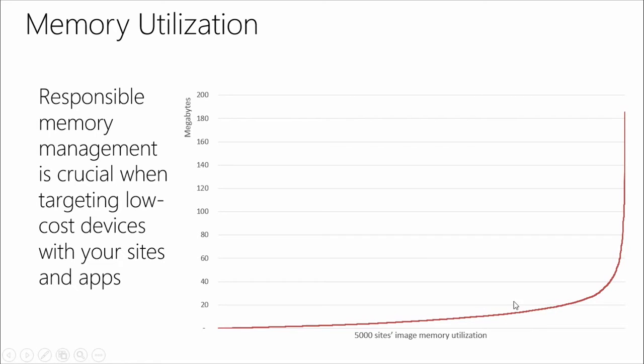Right, so if you look at this particular diagram, we plotted roughly 5,000 sites with the graphical decoding. You do see some sites use up to 200 megabytes of memory just for getting their graphics decoded. But if you think about it, 200 megabytes may not be too bad if you have an application running on desktop.